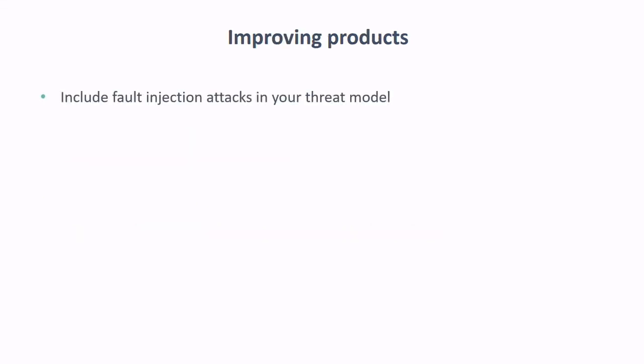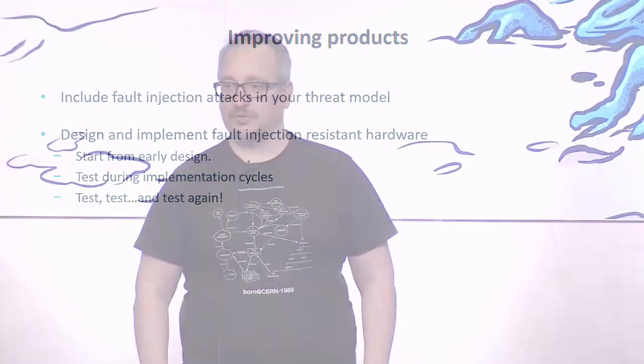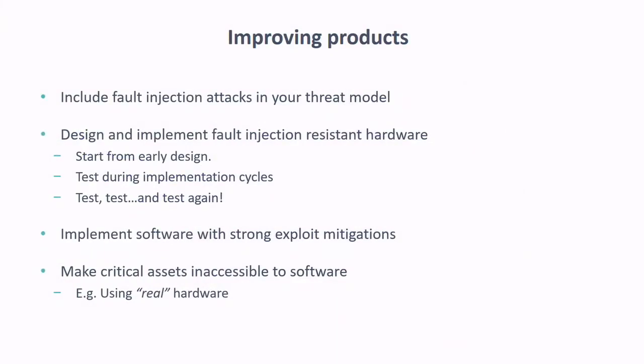So the point is that if you want to improve products, start including fault injection attacks in your threat model from the start. And start working on resistant hardware, because protecting software might be either difficult or not even possible. Do tests, because that's the only way that you can find vulnerabilities to fault injection. You cannot by looking at source code or a design. And use strong exploit mitigation, because they will work also for some classes of this attack. Or take your assets and put them in pure hardware and make that stronger, and don't rely on software. But still, that's something that we all know is needed.